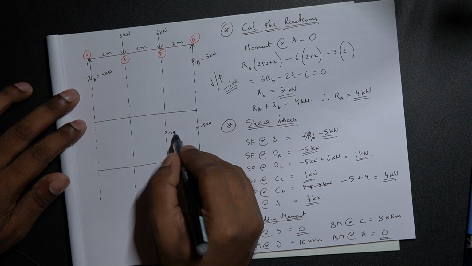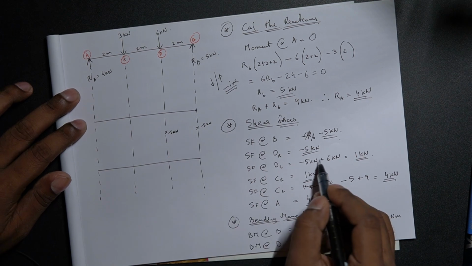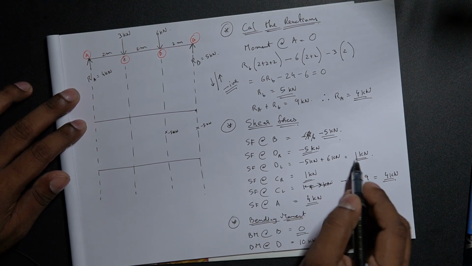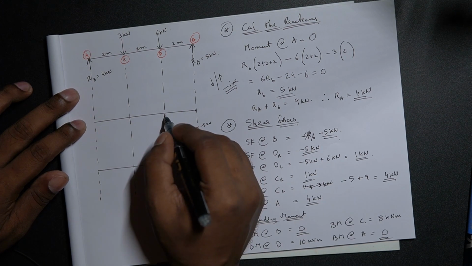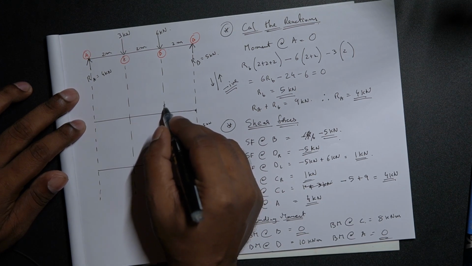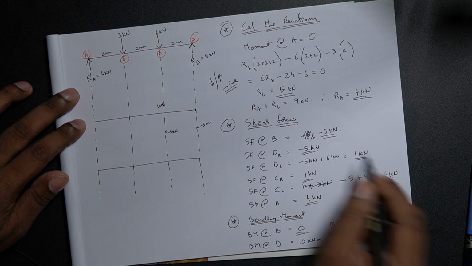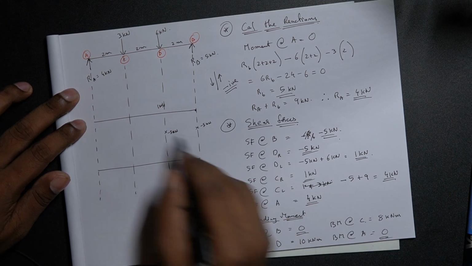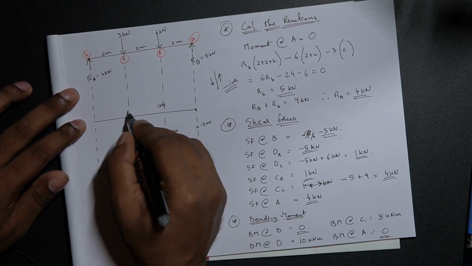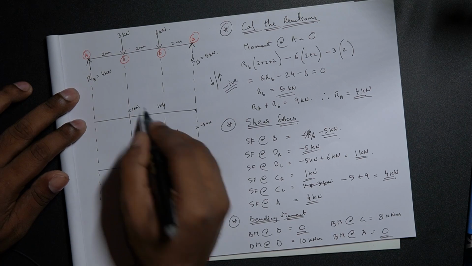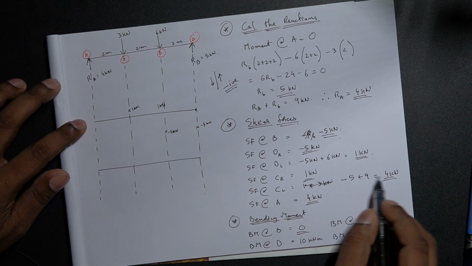Again, -5 kilonewtons. Next, shear force to the left of D is 1 kilonewton. It has gone positive, so 0. Let's just put 1 somewhere over here, 1 kilonewton. Shear force to the right of C, it's the same thing. Everything is point load, so it's all constant. So 1 kilonewton. Shear force to the left of C, it is 4 kilonewton.